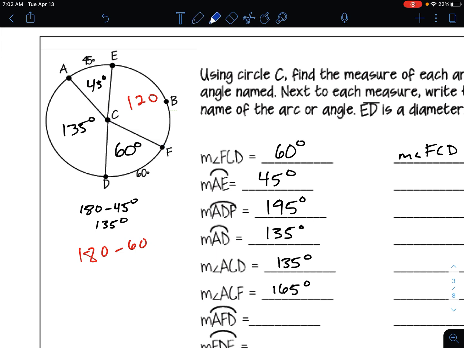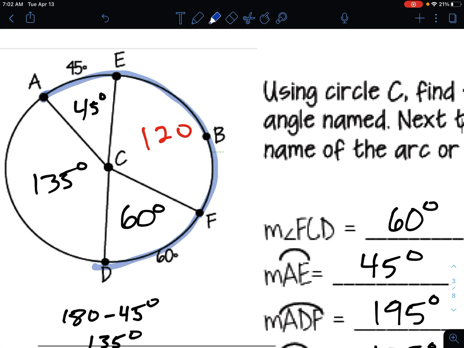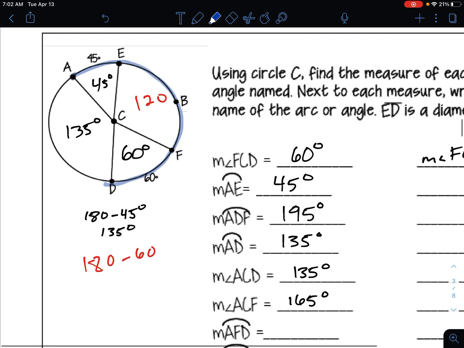So AFD. A to F to D. All right? We want to find that arc measure. We'll just add all that up. 105 plus 120 is 225 degrees.